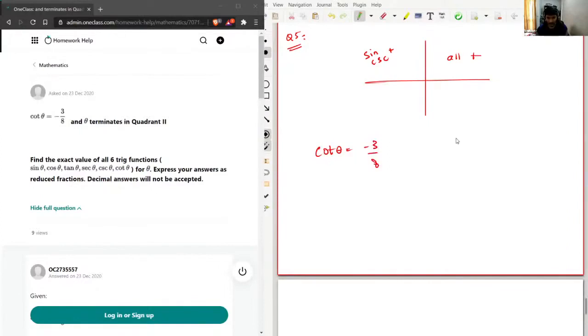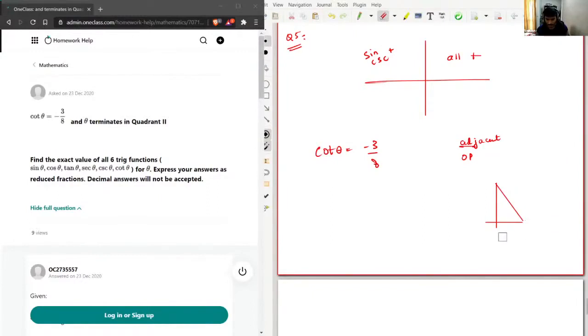Cotangent of theta is adjacent over opposite side. So it means that we have a triangle in such a way. What is happening here? We have a right angle triangle in such a way.